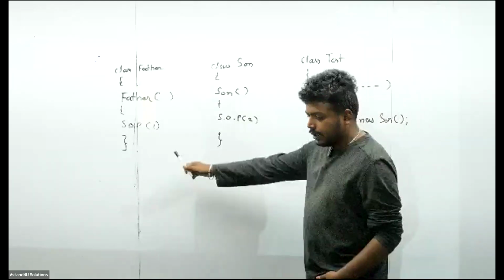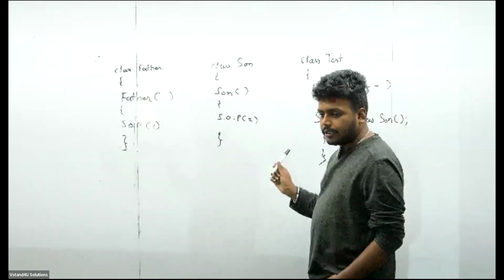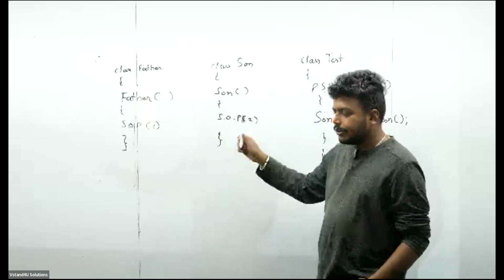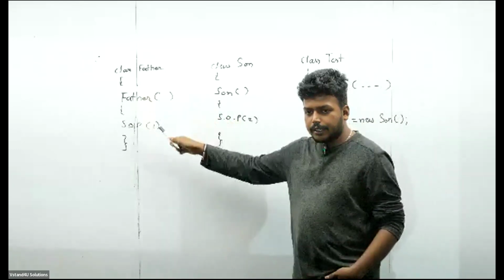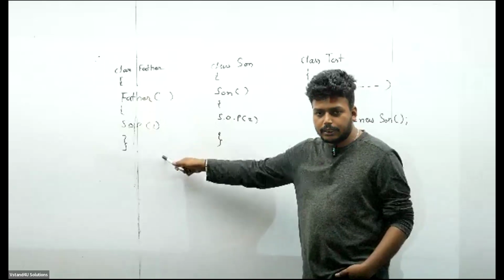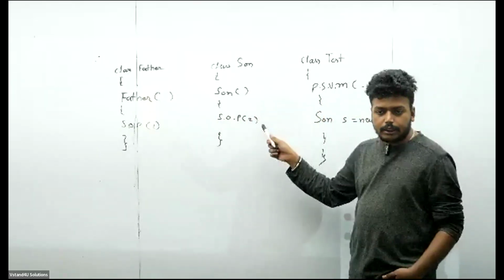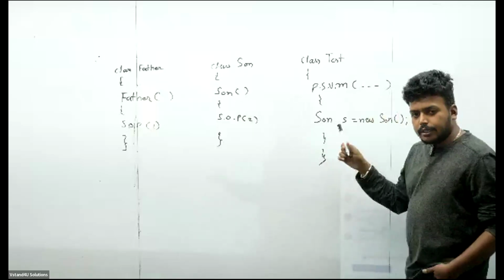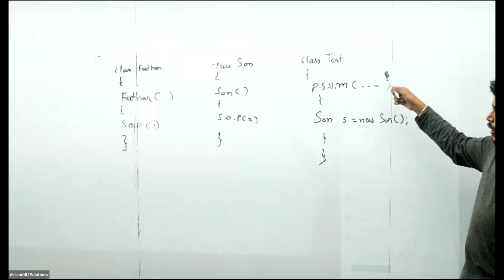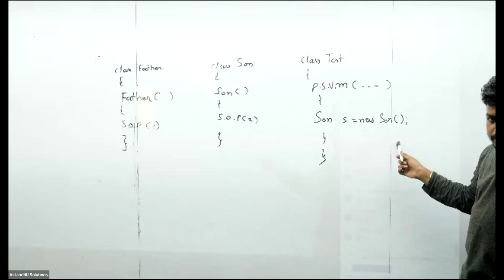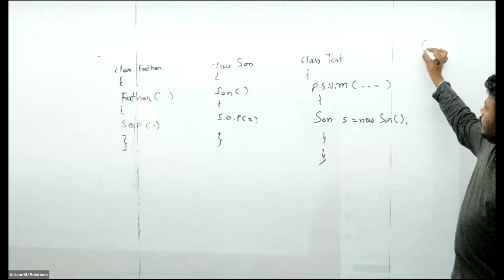Sir, you have taken three different classes. Okay. Father class, son class. In the father class, I have created one constructor printing one. In the son class, the son constructor prints two. Then I have taken a separate class for the main method. Then I have created the object. Now tell me the output.